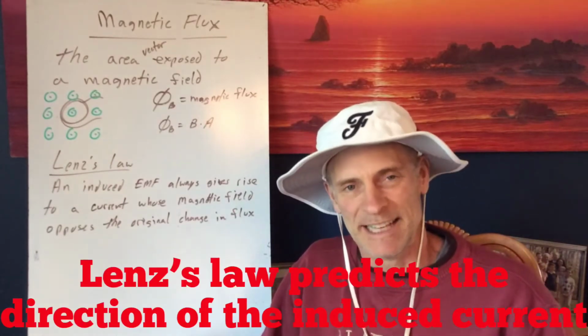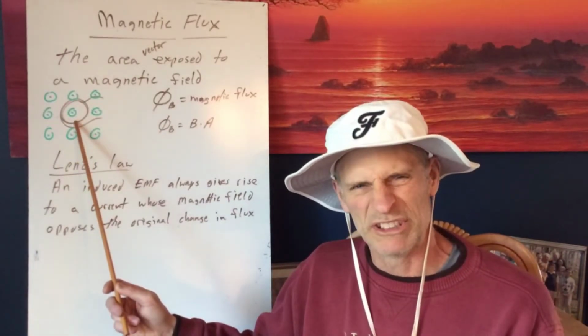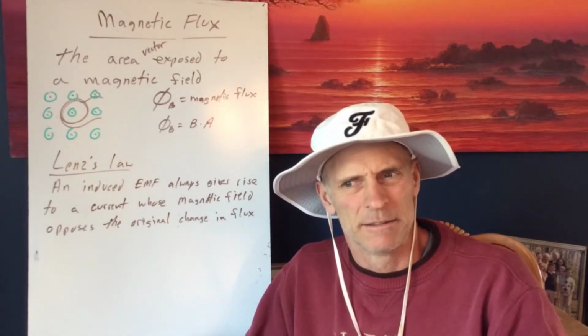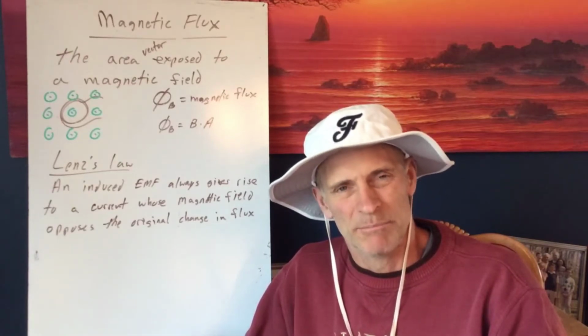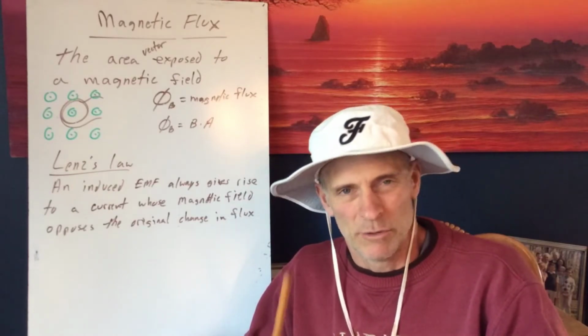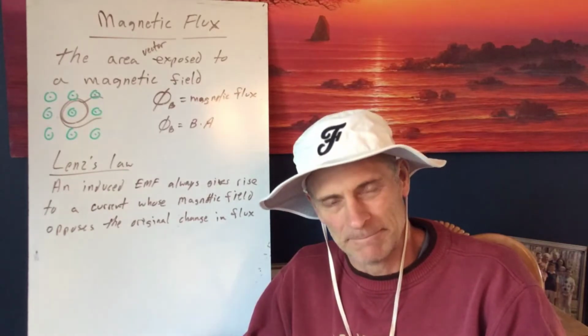So let's take an example. It's best understood with an example. Let's say this coil of wire was sitting in this magnetic field. Well, if it's sitting there, it has a flux, but it doesn't have a changing flux. So there's no current moving in the coil because there's no change in flux. In order for there to be current in the coil, the flux must be changing.